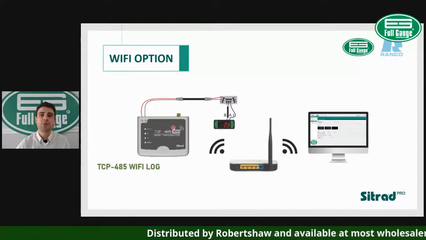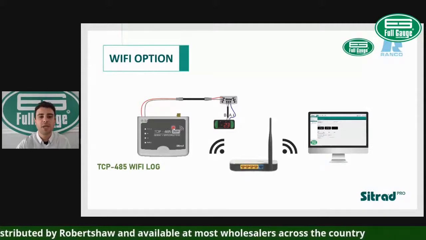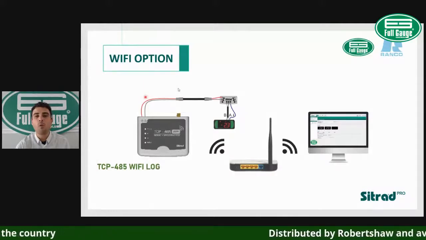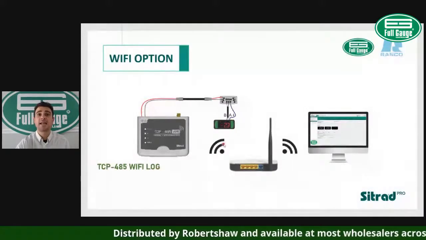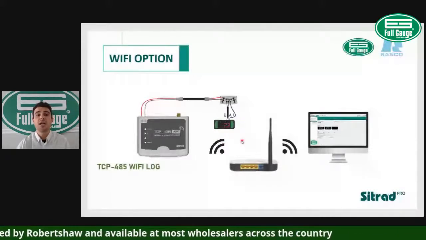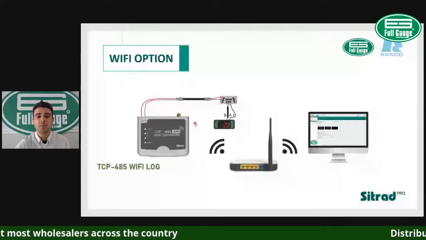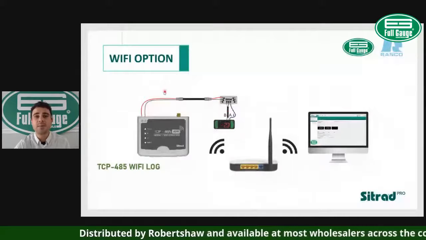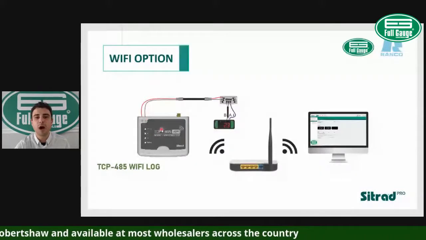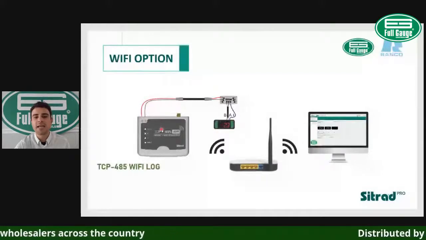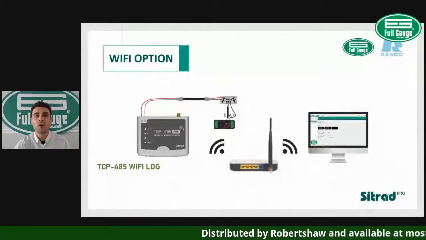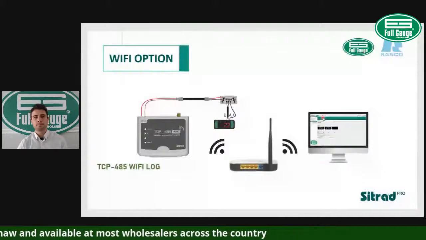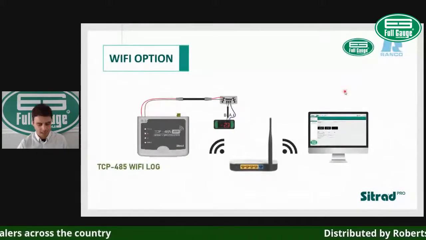You can daisy chain up to 32 controllers and bring your A and B connection through the TCP 485, which will now deliver you Wi-Fi communication. Instead of that cabled USB communication, you now have Wi-Fi communication. So basically, your controllers will be connected to the TCP 485 Wi-Fi, and the TCP will be talking to your wireless router, and the wireless router sending this signal and commands to your computer that will be hosting the CTRAD software. So this is the Wi-Fi option.